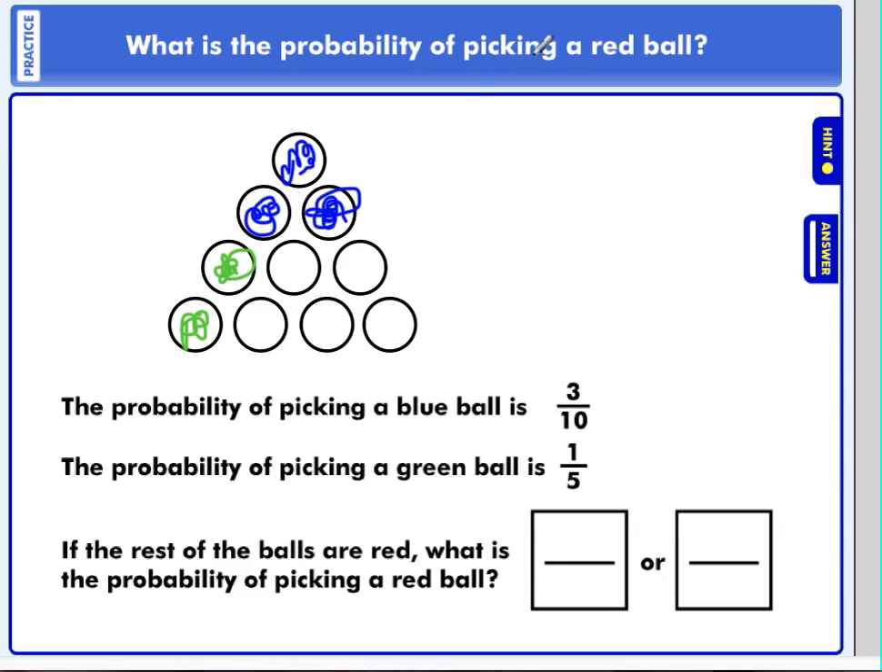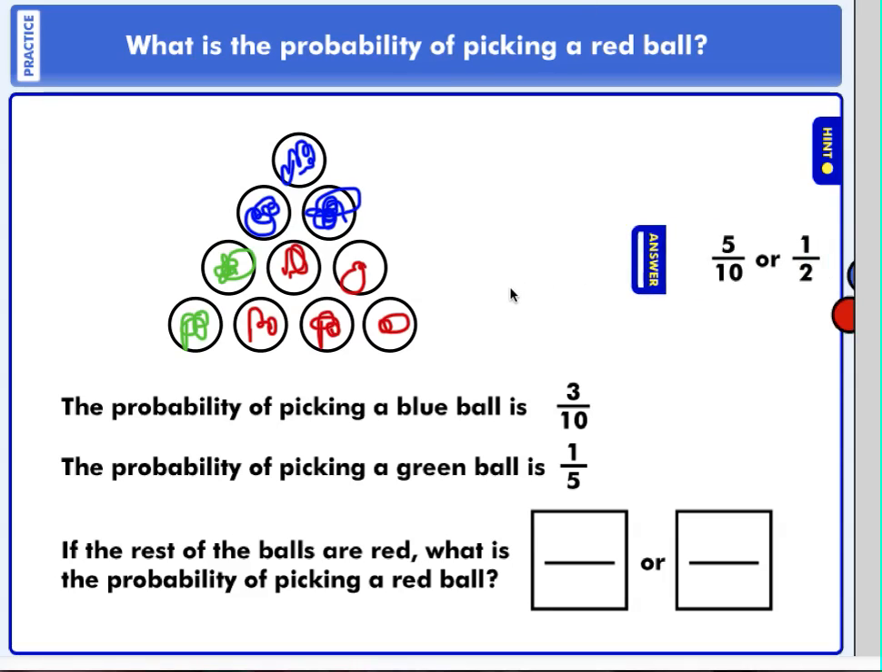If the rest of the balls are red, what is the probability of picking a red ball? Well, how many of these balls would be red? 1, 2, 3, 4, 5. So the probability of picking a red ball would be 5 out of 10, or 5/10, which is also 1/2.